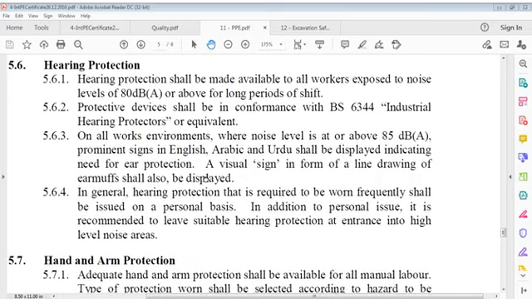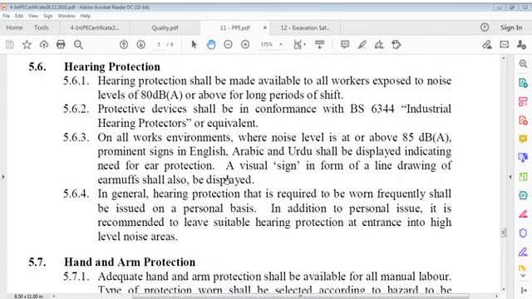Hearing protection. Hearing protection shall be made available to all workers exposed to noise levels of 80 decibels or above for long periods of the shift. Protective devices shall be in conformance with BS 6344 industrial hearing protectors or equivalent.